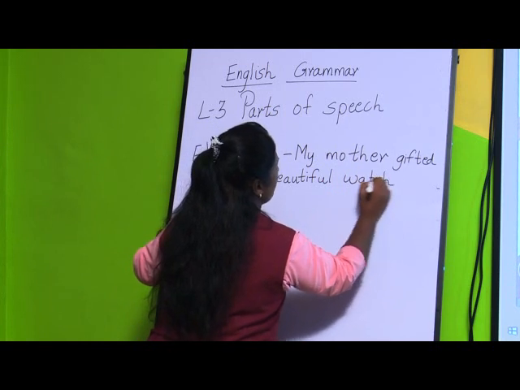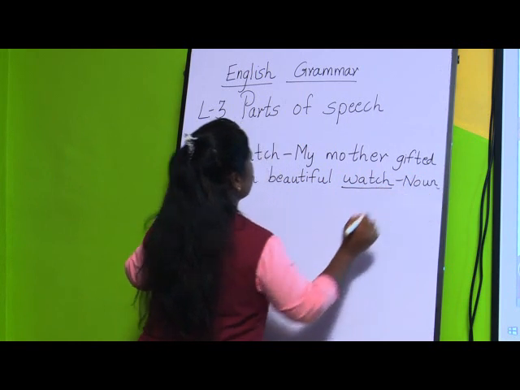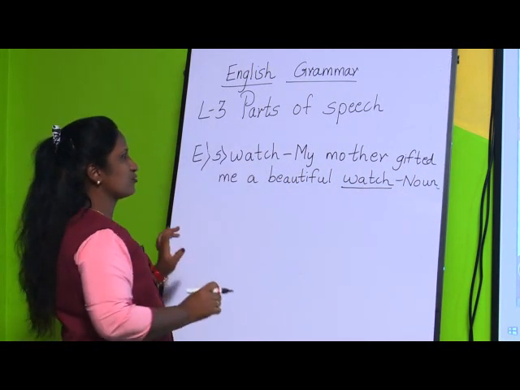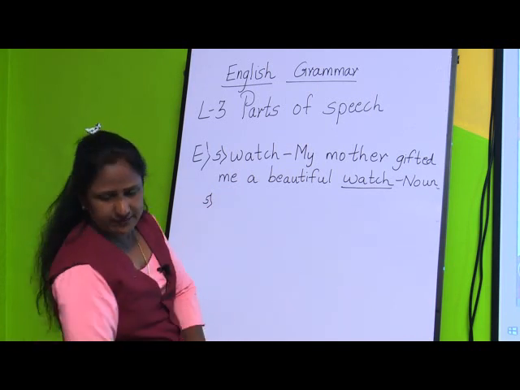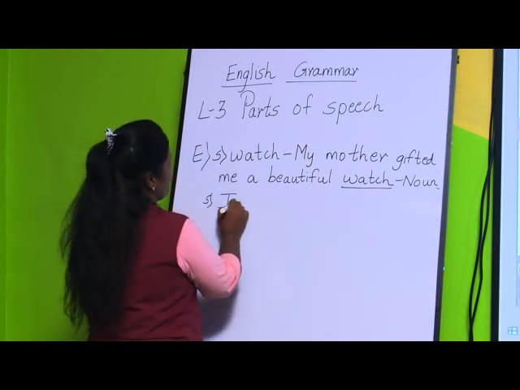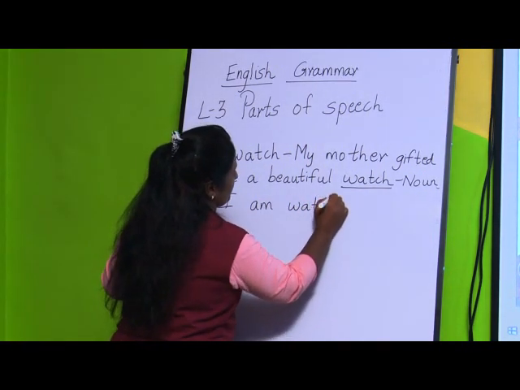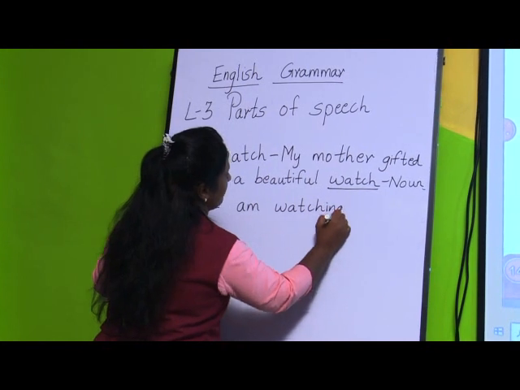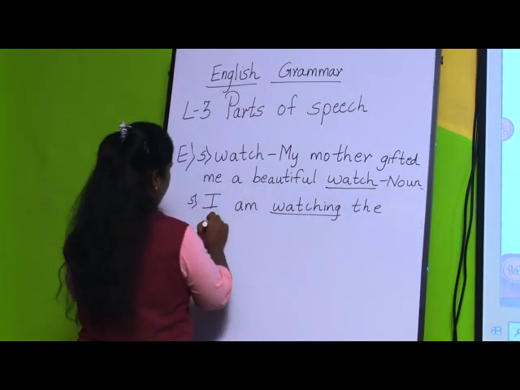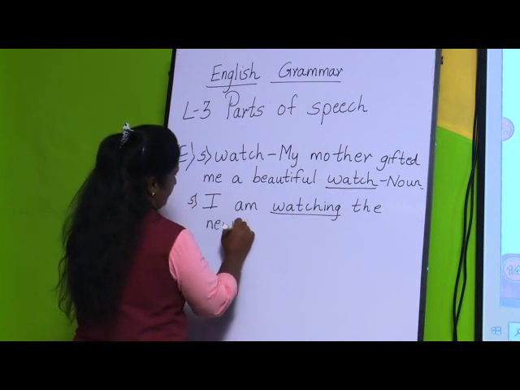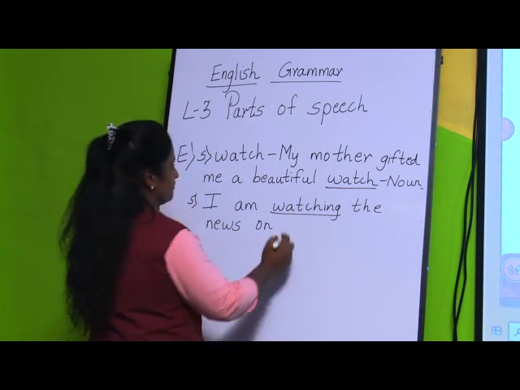Now this is a noun, it is the name of a thing. So I use this word as a noun. Now the same word I am going to use as a verb. See, one more sentence I will give you. I am watching the news on the television.